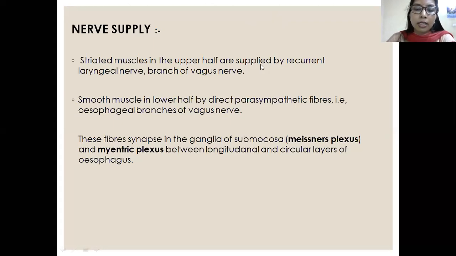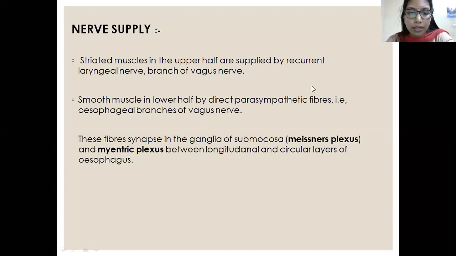So the striated muscles in the upper half are supplied by your recurrent laryngeal nerve, branch of your 10th cranial nerve. The smooth muscles in the lower half are supplied by parasympathetic fibers, which are the esophageal branches directly from the vagus itself. So recurrent laryngeal nerve is the branch of vagus which gives branches to the upper half of the esophagus, whereas the vagus directly through its esophageal branches supplies the lower half.